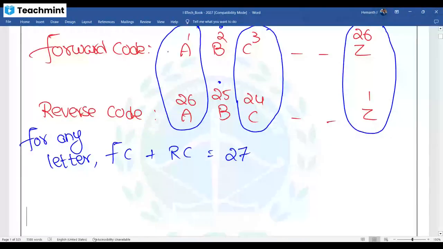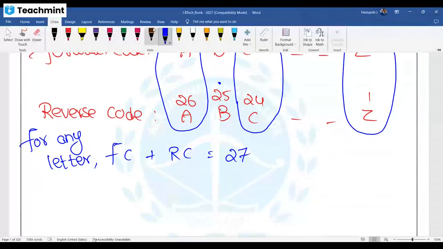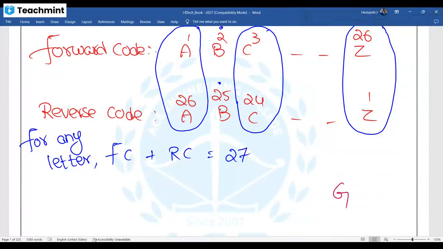So forward code plus reverse code summation must be equal to 27. Now, can anyone say what is G reverse code? G forward code is 7, so reverse code will obviously be 20. M reverse code? M forward code 13, reverse code 14. Because the sum 27 should be in your mind. Got it? I'll discuss programming at the end also. In one of the companies they asked to write a program for certain things we discussed so far. I will address that program also. At the end of the session, I'll give you the task as well.